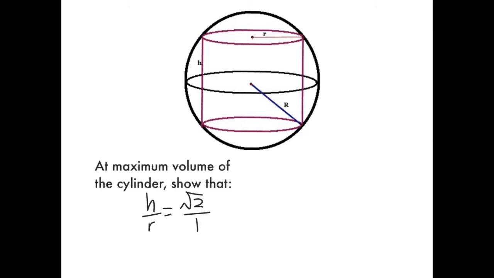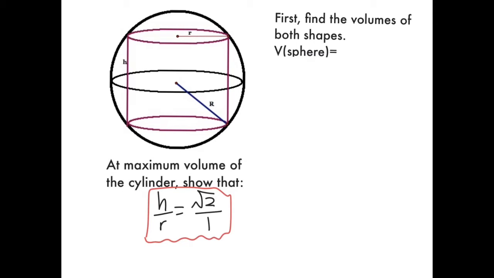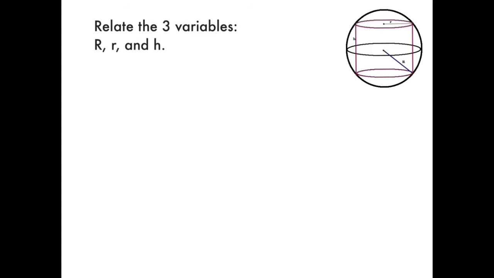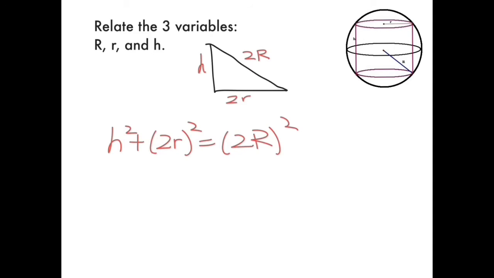First, let's see if Darth Vader's theory is correct. We want to see if the ratio of the height to the radius is equal to root 2 over 1. This is the general volume of a sphere. And this is the volume of a cylinder. Now we must relate the three variables, the radius of the sphere, the radius of the cylinder, and the height of the cylinder using the Pythagorean theorem.